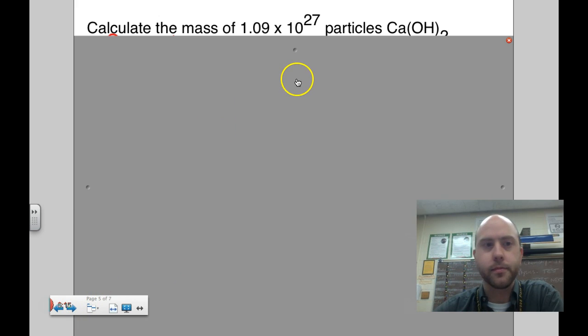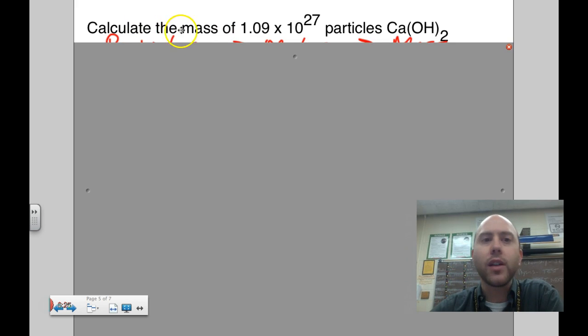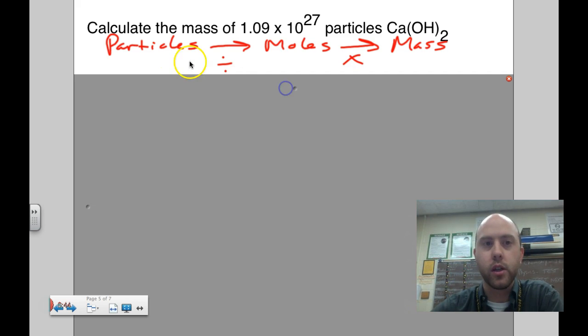For example, calculate the mass of 1.09 times 10 to the 27 particles of calcium hydroxide. Again, calculate the mass. So I'm trying to find mass, and what did I start with? I started with particles. Again, your guys' questions probably will say compounds or molecules, something to that effect. But this is a particle to mass situation. That tells me right away 2 steps. I have to find moles first. So this is particles, change it to moles, then I can change it to mass.